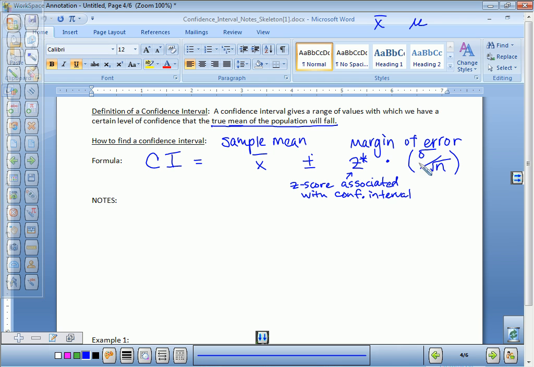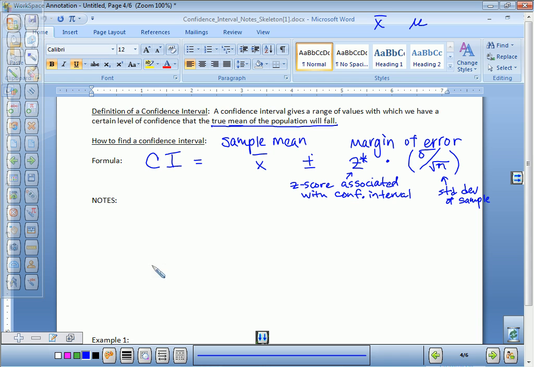Now, when we take the standard deviation of the population and divide it by the square root of n, this actually gives us the standard deviation of a sample. Is that divided by the square root of n? Yes, the standard deviation of the population divided by the square root of n. And n represents the number in the sample. Yes, ma'am? Is the Z-score associated with what? The confidence interval.